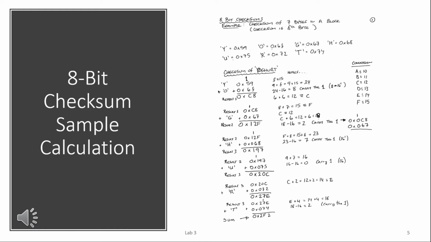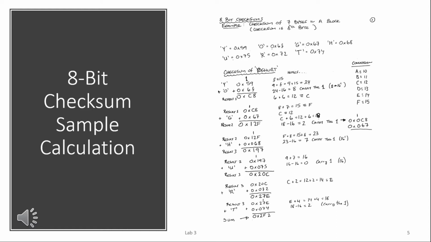Then we look at the second column from the right. 1 plus 5 plus 6 is 12. 12 is represented by C. So the result is 0C8. And we take the hex C8, right? We add that to G, and we continue on all the way through T until we get 2F2.